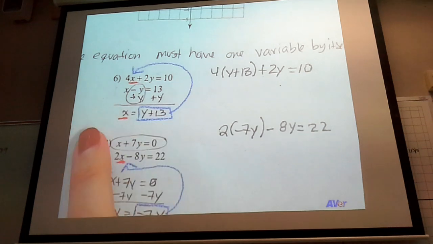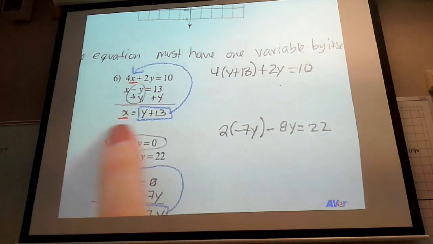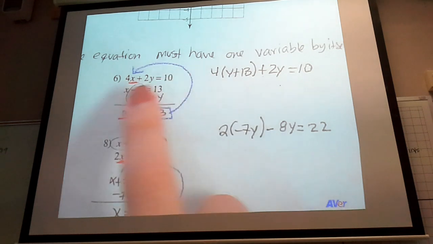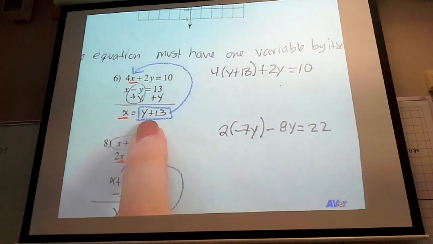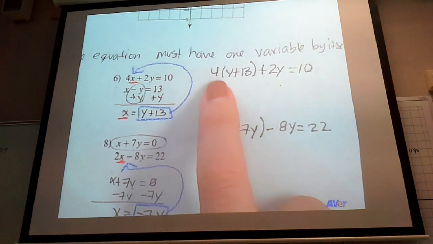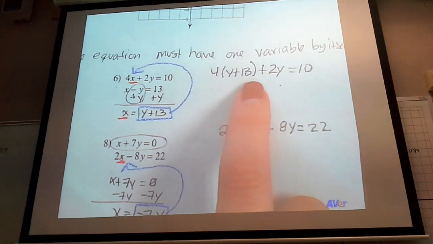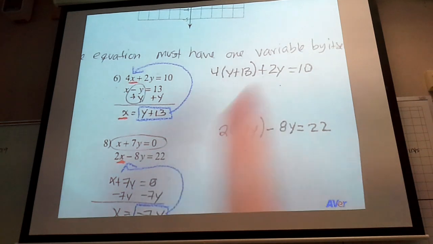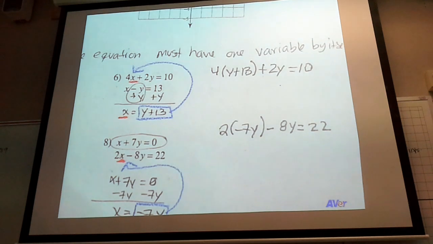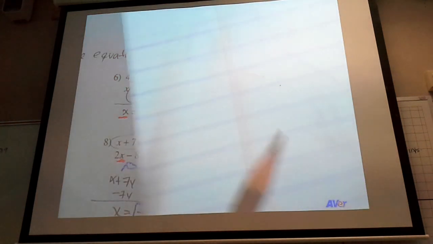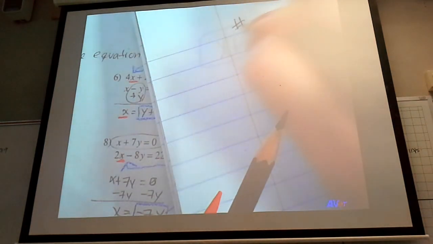Once we have one of the variables by themselves, then we go back to the other equation and replace that variable with what it equals, in this case y plus 13, to write our new equation, which is here. We use the parentheses. Notice that we have this parenthesis here, which means that you're going to have to use the distributive property. So I'm going to go ahead and pick it up from here, and I'm going to use a different piece of paper or do this in the notebook. So we're doing number 6. I'm going to copy it down.